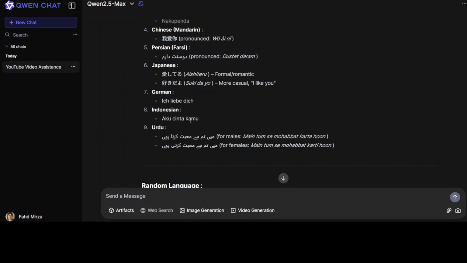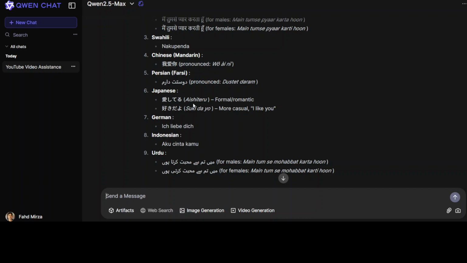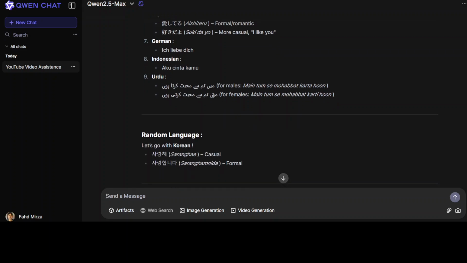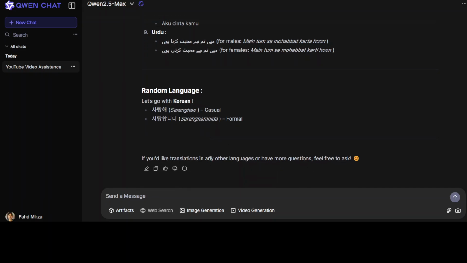Indonesian. Isn't Cinta meaning concern? But please confirm if you are an Indonesian speaker, and also for the other languages too, please, especially Japanese and Persian. Urdu, yeah, and even it has printed the font well. So the training data set is quite good. So random language, it has gone with Korean. So looks good to me. Very nice, beautiful.